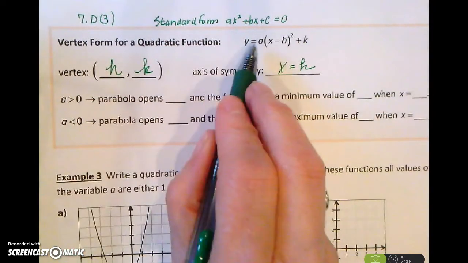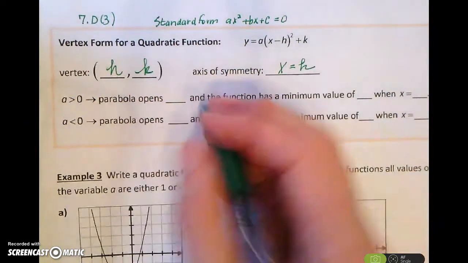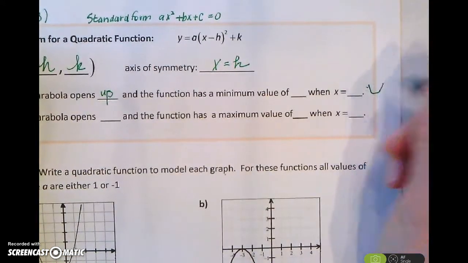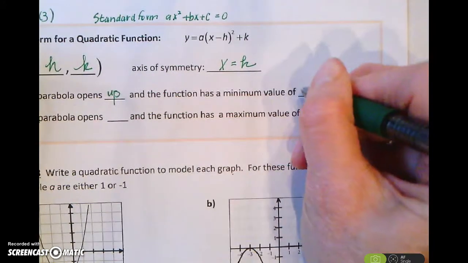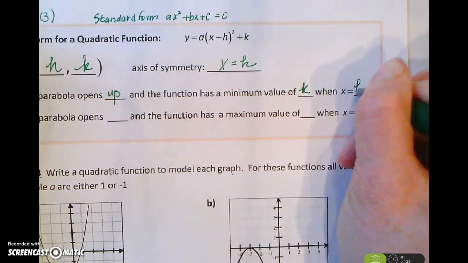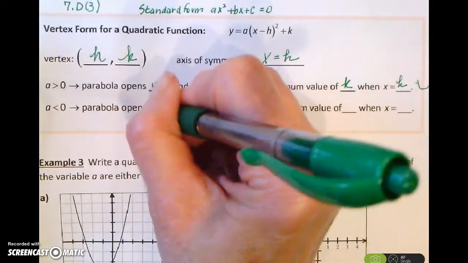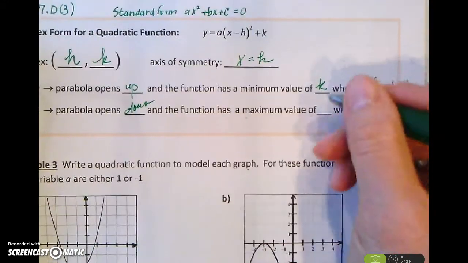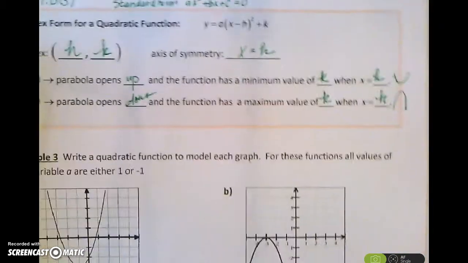If a is positive, the parabola opens upward, which means it goes like this. And we'll say that the function has a minimum value of k when x is equal to h. If a is negative, then the parabola opens down, and the function has a maximum value of k when x is equal to h.